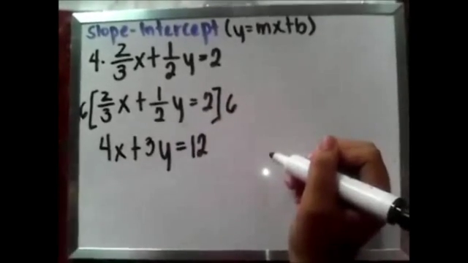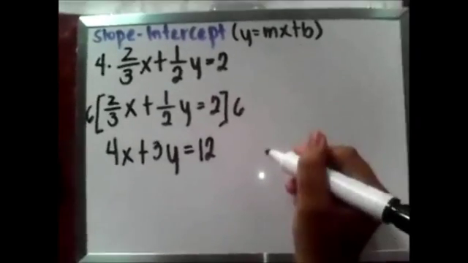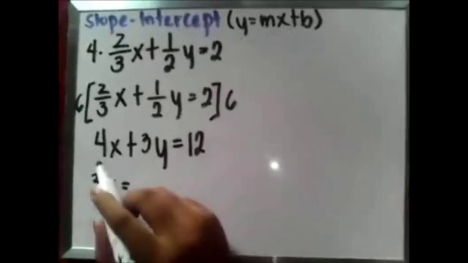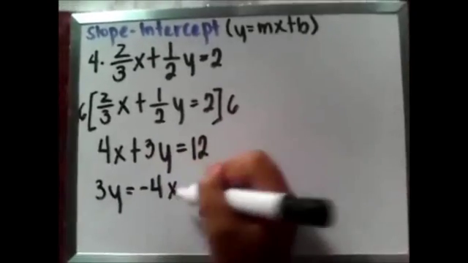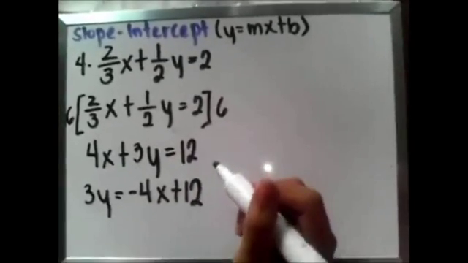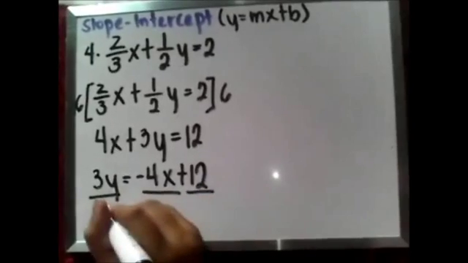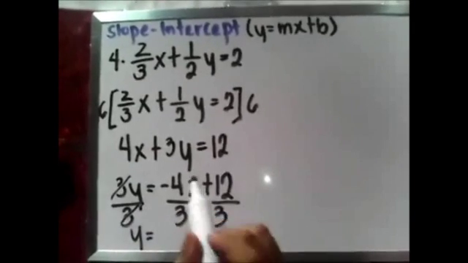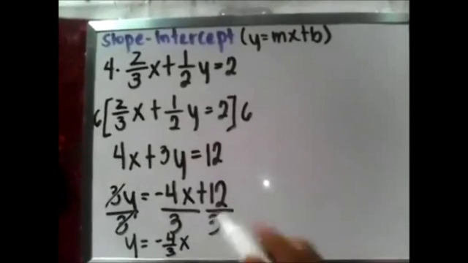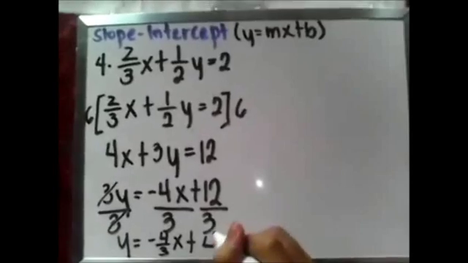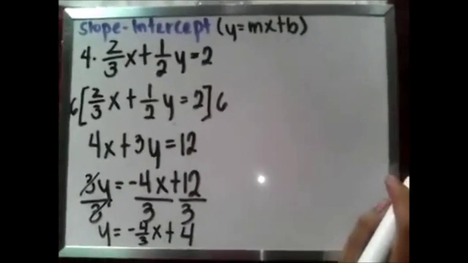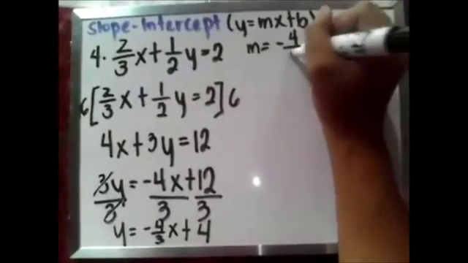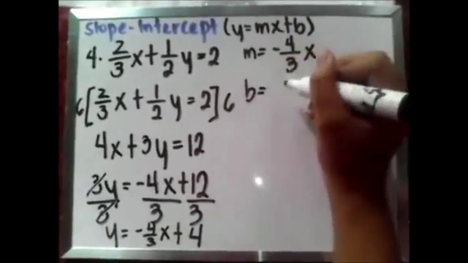Then after that, since the equation is not in slope-intercept form, transform it. So it will be 3y is equals to transpose 4x, it will be negative 4x, then bring down 12 plus 12. Then divide both sides by 3. So it will be cancelled. So y is equals to negative 4 over 3x. Then plus 12 divided by 3 is 4. Then after that, identify the slope and the y-intercept. So your slope will be negative 4 over 3x. Then your y-intercept will be 4.